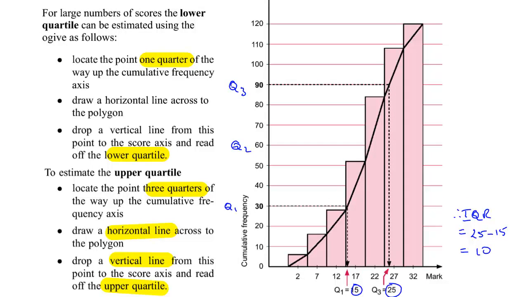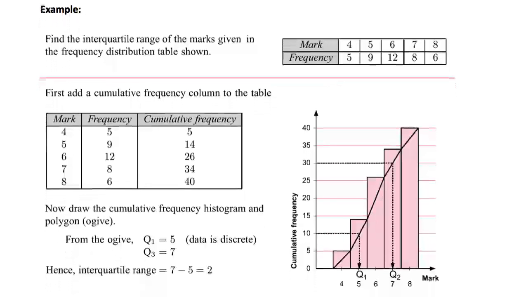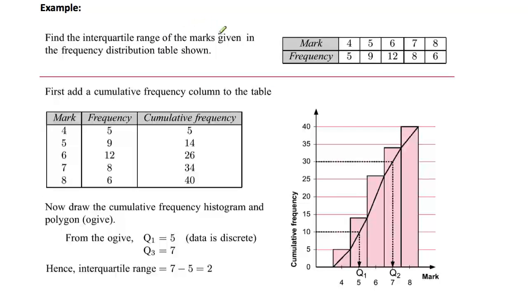Right, now the other thing we need to look at then is a situation where you're given a frequency distribution table, and it says to find the interquartile range of these marks. So let's have a quick look at it. We add our cumulative frequency column, which I've done for you. So there it is, 5, 5 and 9 is 14, 14 and 12 is 26, and so on. So there are 40 scores altogether.